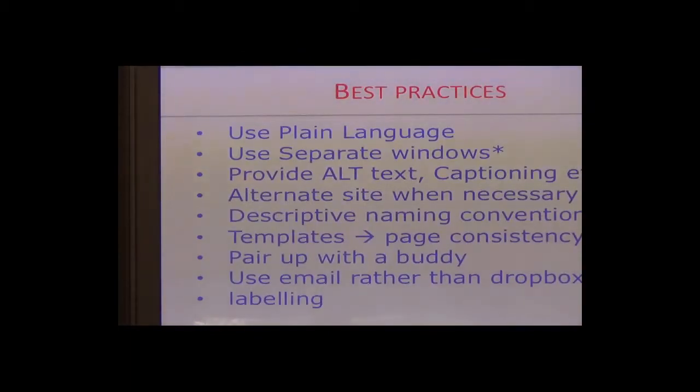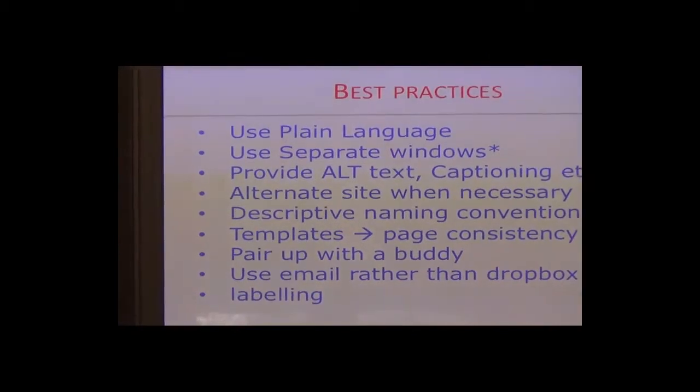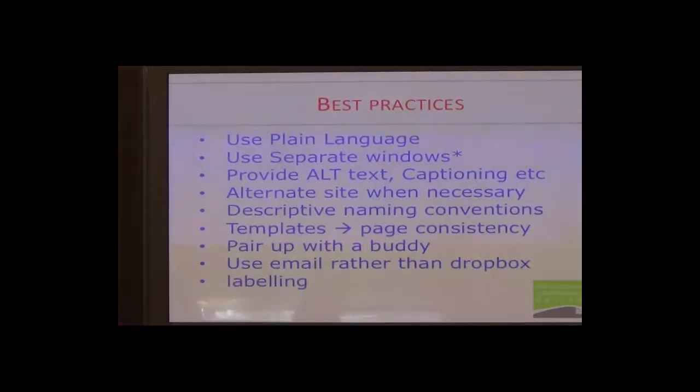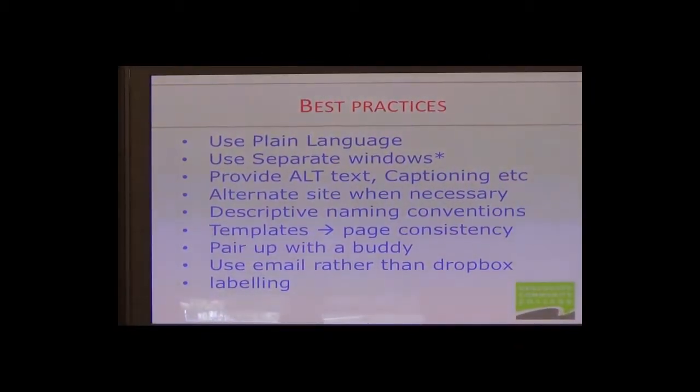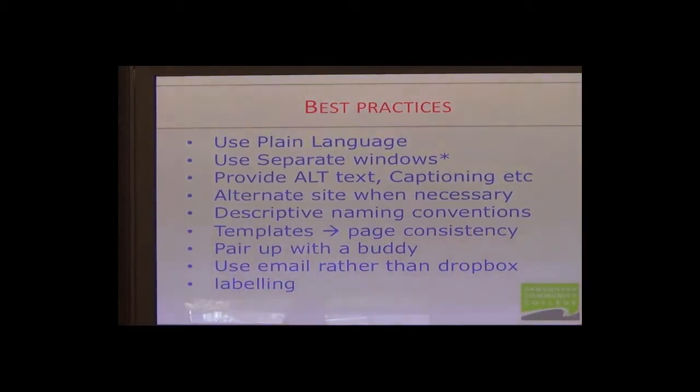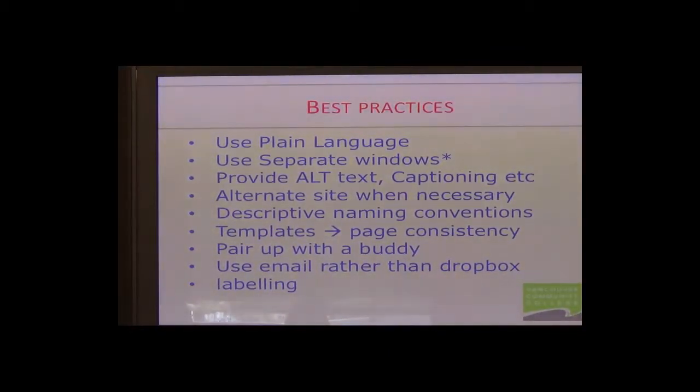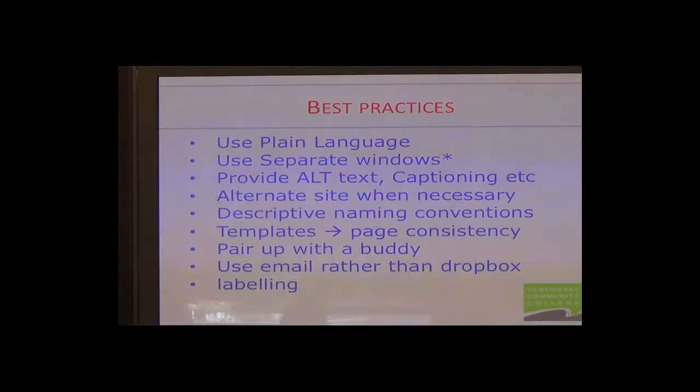So some of the best practices that we recommend is, like I said, using plain language. We just talked about the separate windows, and ensuring that we provide captioning or alt text. This is something that's very simple to do. In Moodle now, if you put in an image, you can actually just put the alt text right in there. So it shouldn't be too difficult, and it does make a world of difference for the users to see that descriptive text, because otherwise it just goes right over it.